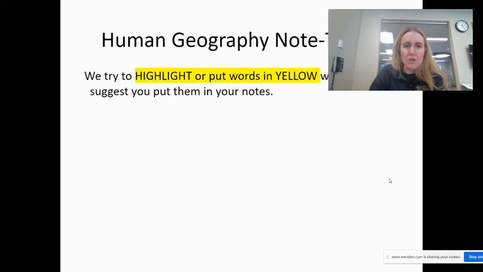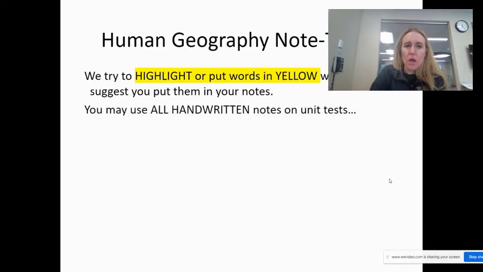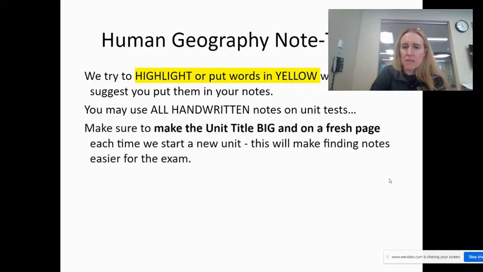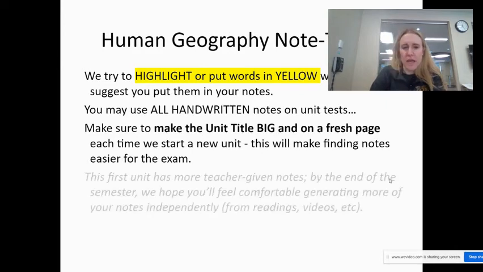Another thing to help you out with your note taking is I'm going to try to highlight or put the words in yellow when we suggest that you put them in your notes. You may use all handwritten notes on unit tests. I'll talk more about tests in the future. Make sure to make a unit title big and on a fresh page each time you start a new unit. This will make finding your notes easier for the exam.